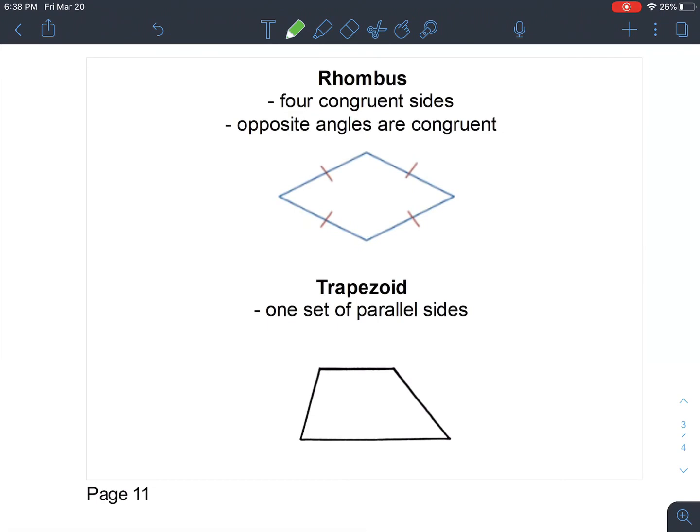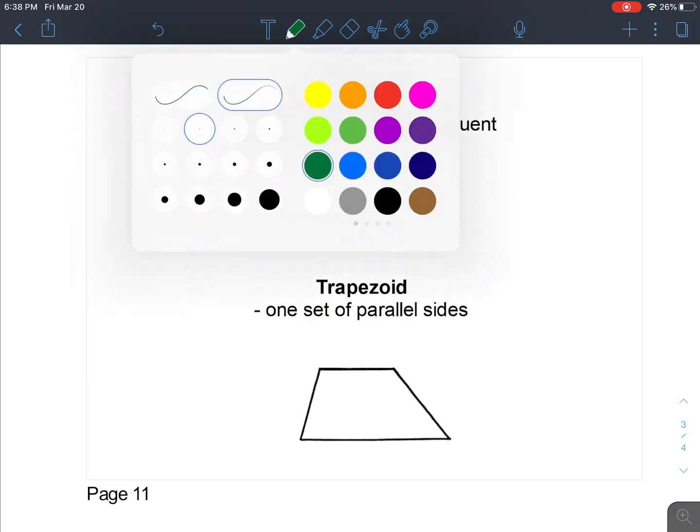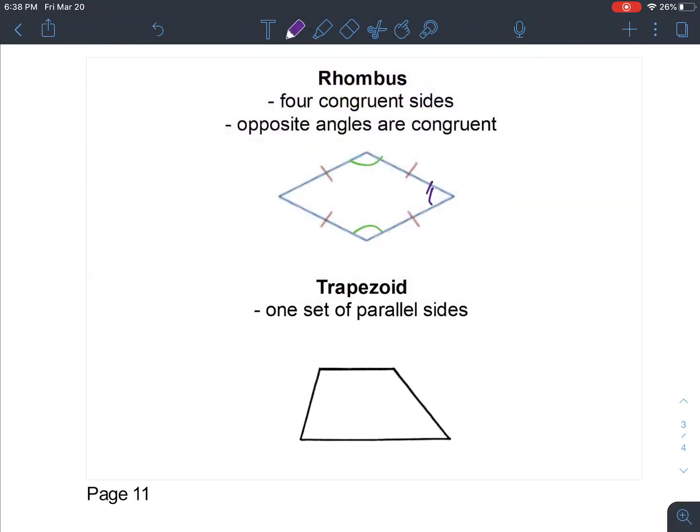All right, so two more quadrilaterals for us. The rhombus. So a rhombus is going to have 4 congruent sides. That's what these markings are right here. And then something that is also true about a rhombus is that its opposite angles are going to be congruent. So I've got the 2 green on the top and bottom. Those will be congruent, and then the 2 purple are going to be congruent as well.